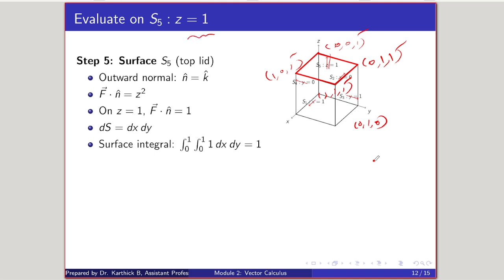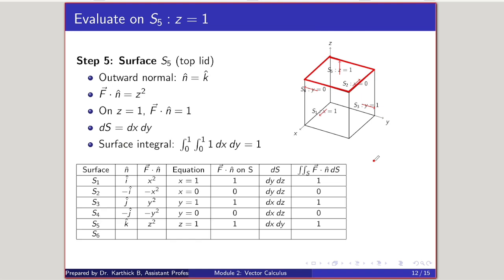And here the normal vector will be outwards, just along the z axis. Along the z axis is the k vector. So n cap, the normal vector, will be k vector. You just multiply with the f vector, you will get z square. Then here this equation is z equal to 1. So after substituting here, I get 1. And here z is a constant. Other than that, x and y are the variables. So I am taking dx dy, where x varies from 0 to 1 and y varies from 0 to 1. So after taking the limits, after the evaluation, I am getting 1.